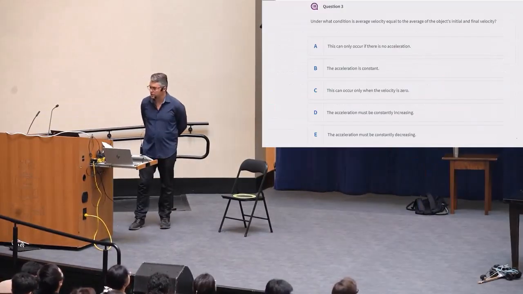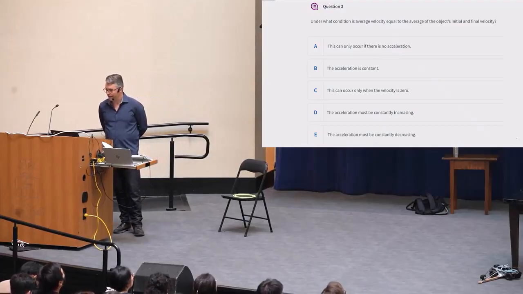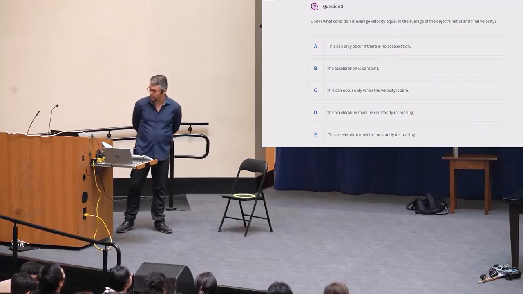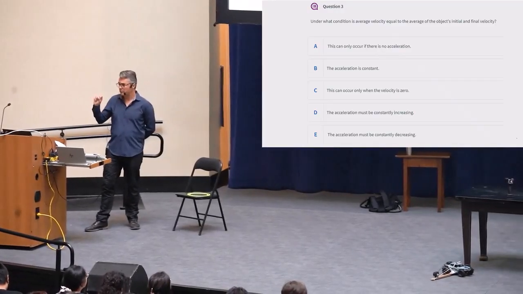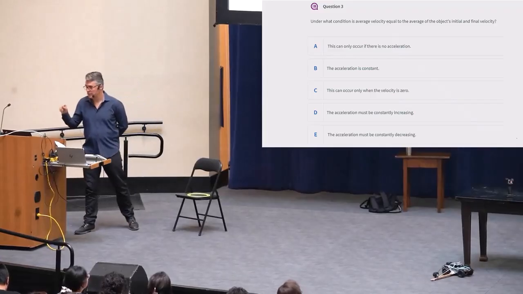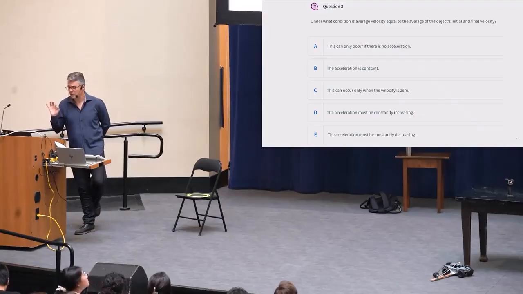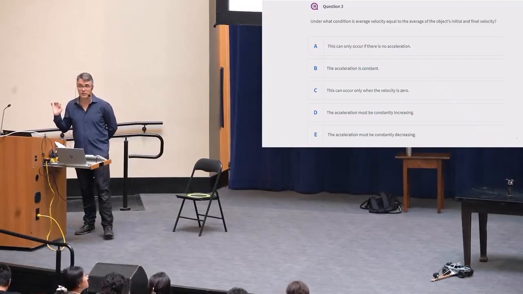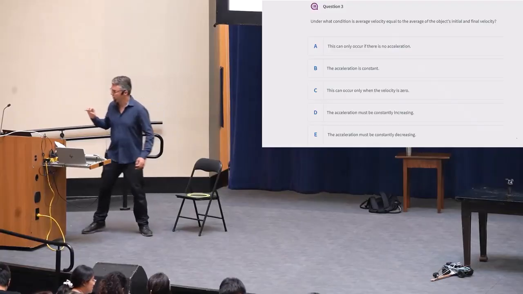Under what condition is average velocity equal to the average of the object's initial and final velocity? A, this can only occur if there is no acceleration. B, the acceleration is constant. C, this can occur only when the velocity is 0. D, the acceleration must be constantly increasing. Or E, the acceleration must be constantly decreasing.